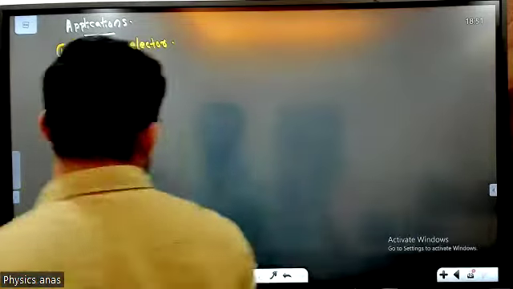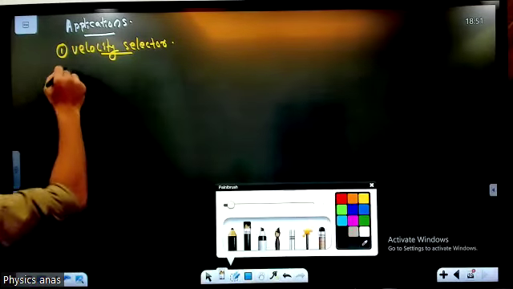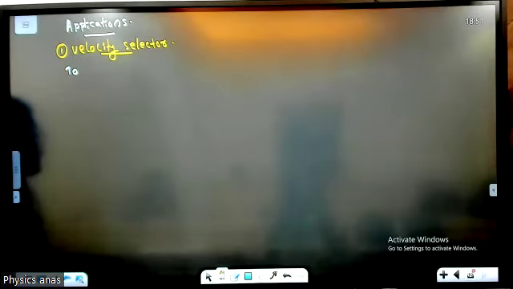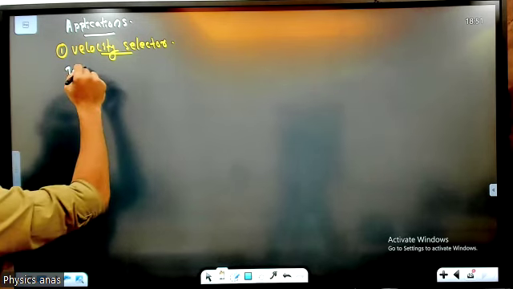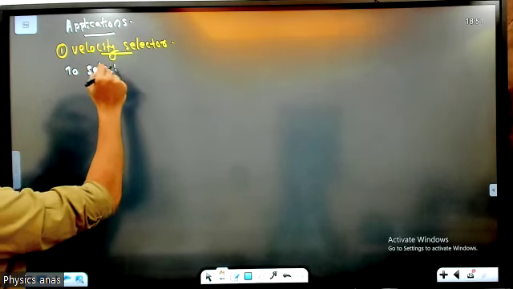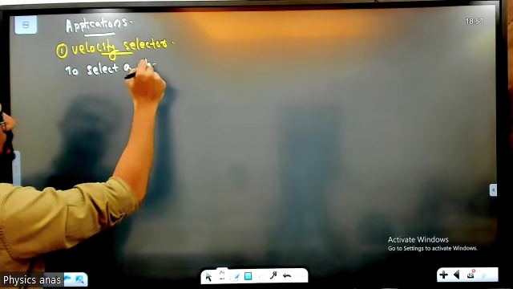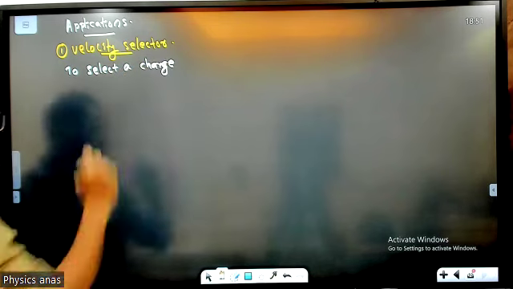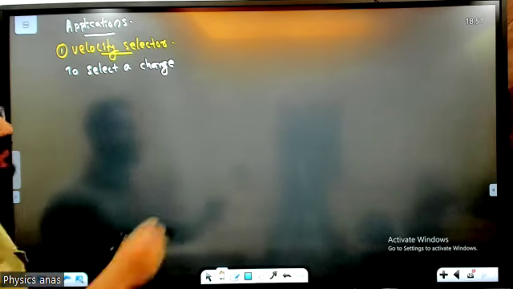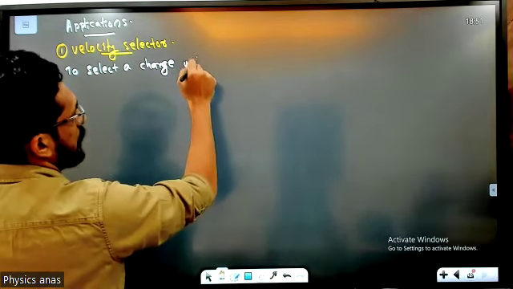What is the use of velocity selector? Don't write it now. To select a charge with a particular velocity.